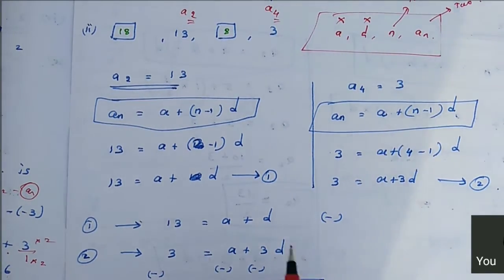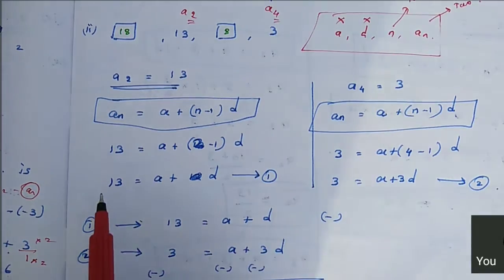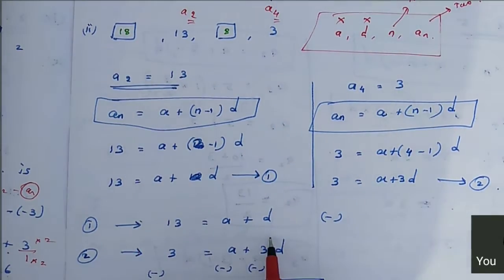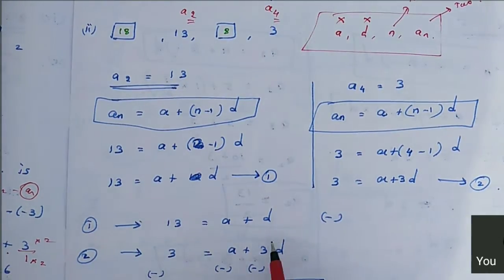Now we can go with the elimination method. If you want to use the substitution method, you can use it, no problem. Here the elimination method is comfortable, so I can go with it. The first equation is 13 = a + d. The second equation is 3 = a + 3d.